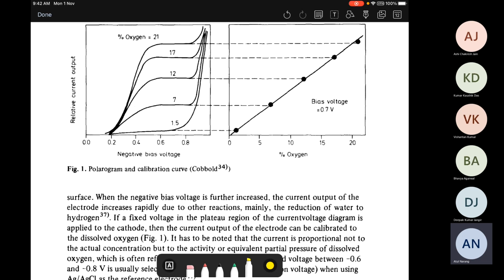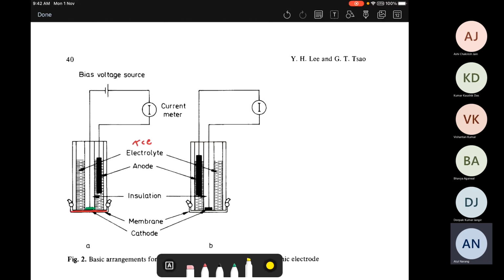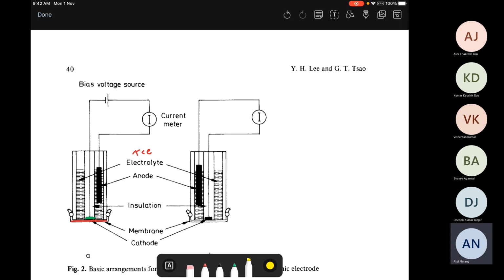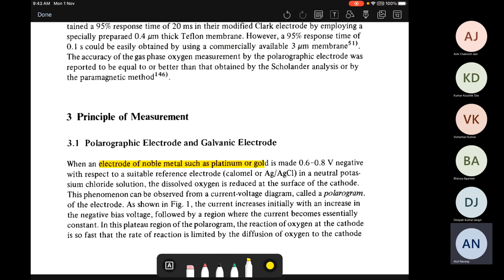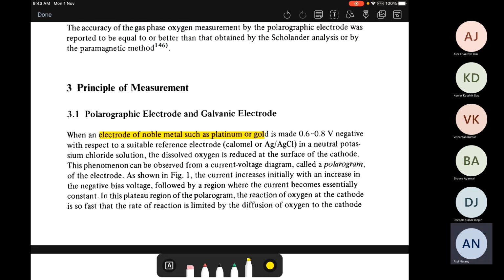which in this case, there is a reference electrode over here as well. There should be a reference electrode here too. So anyway, if it is made negative with respect to a suitable reference electrode, in a neutral potassium chloride solution, which is what I showed to you. The electrolyte is potassium chloride. The dissolved oxygen is reduced at the surface of the cathode.